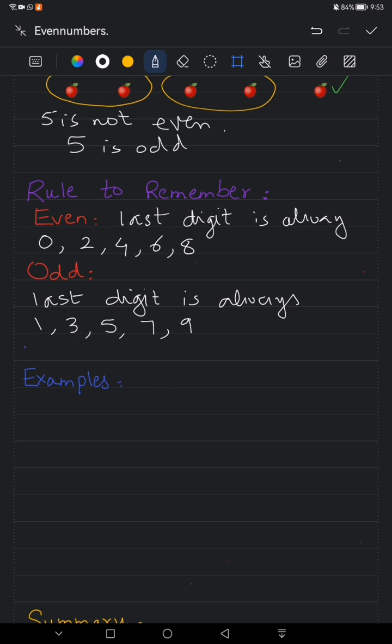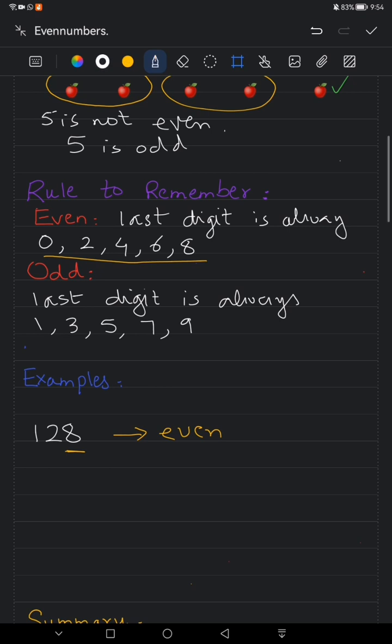So odd numbers always end up with 1, 3, 5, 7 and 9. Let's do some examples. If I have a number 128, look at the last digit over here. It's 8. And if you remember the list of the digits for even numbers, 0, 2, 4, 6, 8, so this number is even.